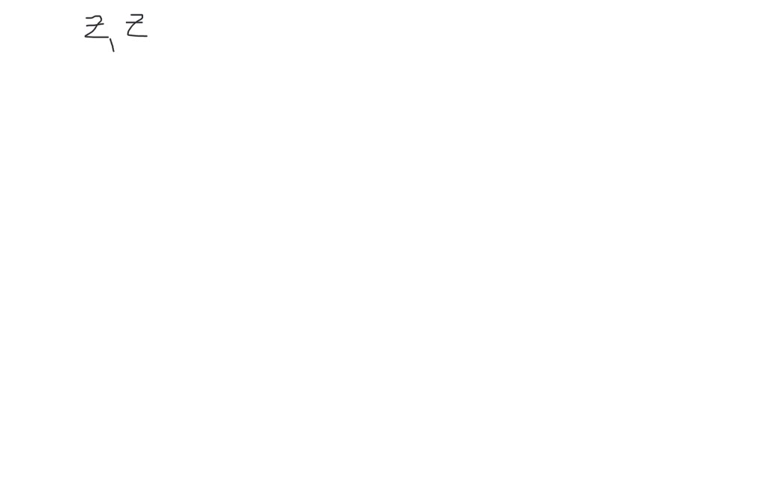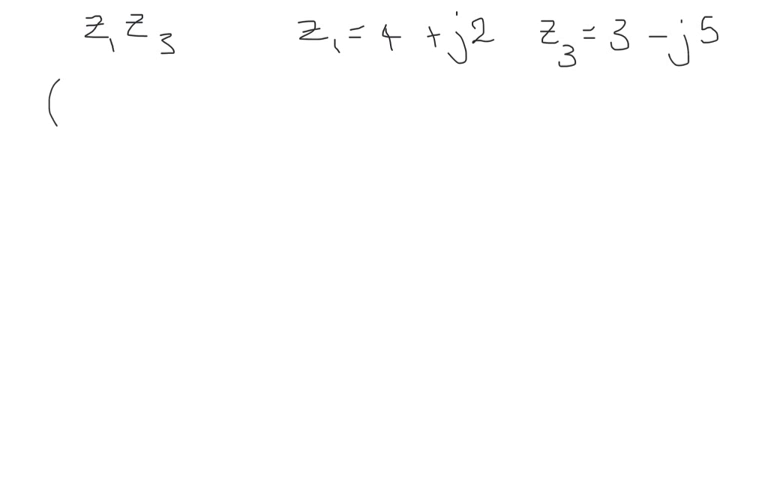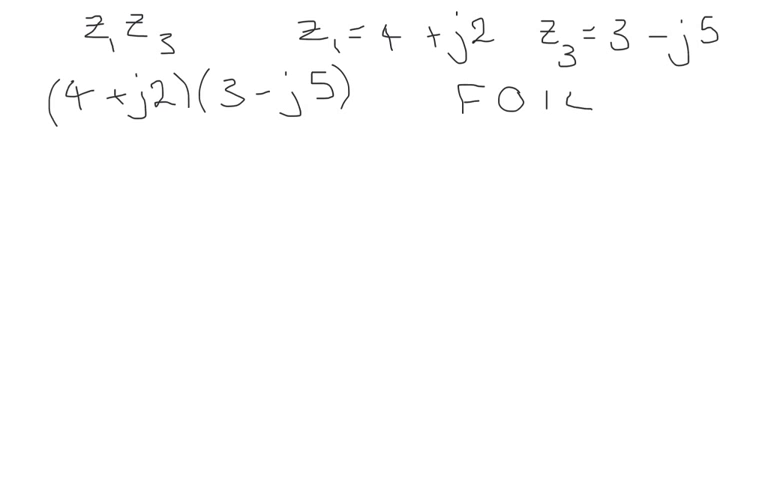z1 multiplied by z3. z1 equals 4 plus j2. z3 is 3, subtract j5. 4 plus j2 multiplied by 3, subtract j5. This time I'm going to use FOIL, first, outer, inner, last. The firsts are 4 times 3, 12. The outers are 4 times -j5, so that's -j20.